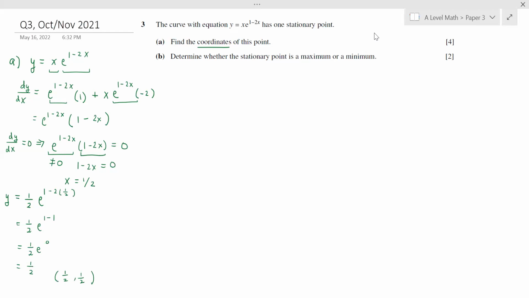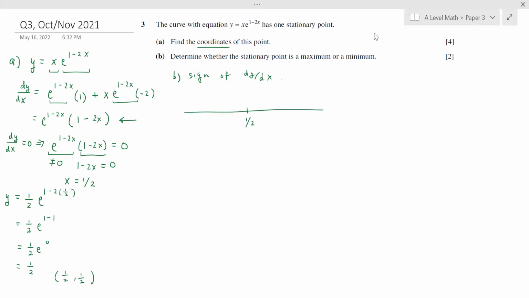Part B, determine whether the stationary point is a maximum or a minimum. We can use either the first derivative or the second derivative test to check whether the stationary point is a maximum or minimum. If we use the second derivative test, we have to differentiate this again. I'm not doing that. So what we could do is to use the first derivative test. We look at the sign of dy dx.